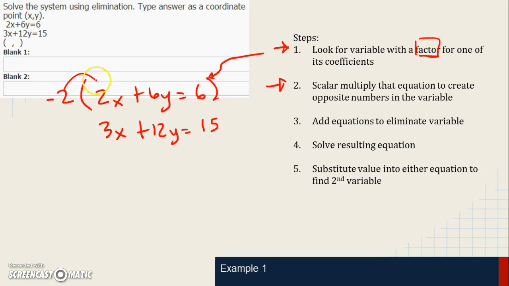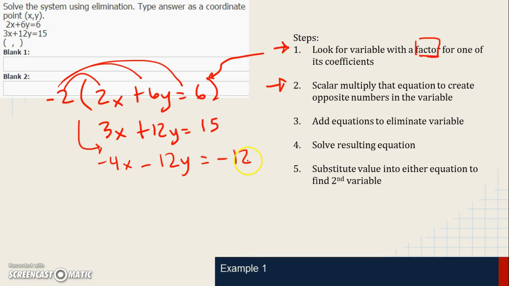And now we're going to scalar multiply the entire equation, or distribute this negative 2 to all three terms. And what we get is this resulting equation I'm going to write right here, which is negative 4x. Negative 2 times 6 is a negative 12. There's our opposite numbers. Equals negative 2 times 6 is a negative 12. And it's really easy to forget to multiply this last term.